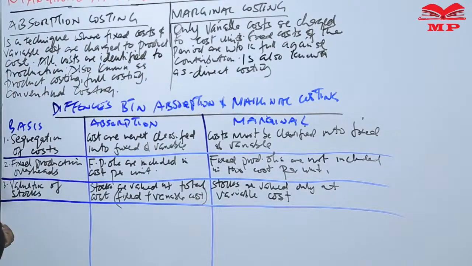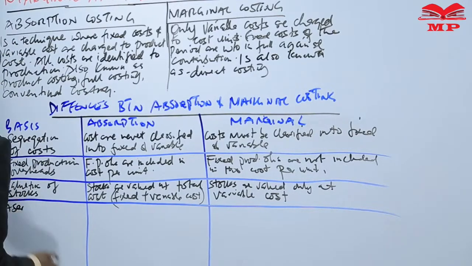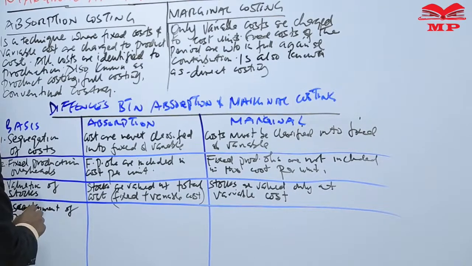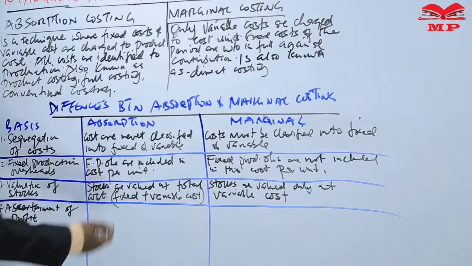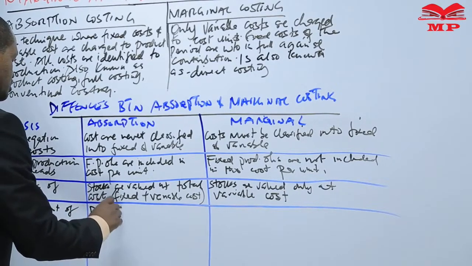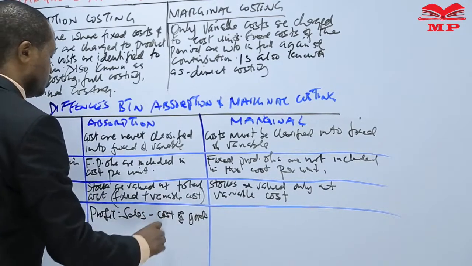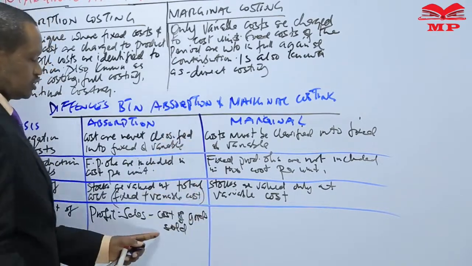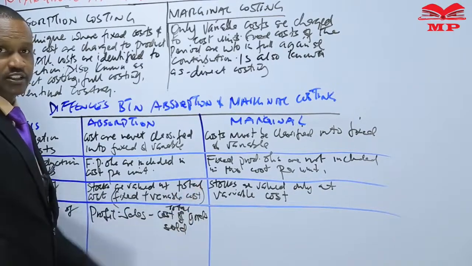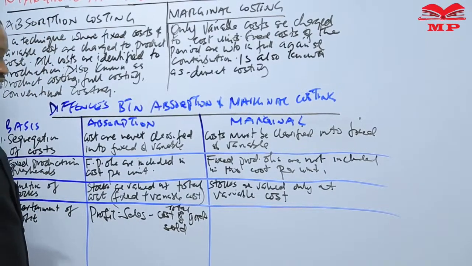Then we move on to number four. Another basis will be ascertainment of profit. Under absorption costing, profit is equal to sales minus cost of goods sold. That is the total cost of goods sold. But under marginal costing, ascertainment of profit is not the same, it's different.